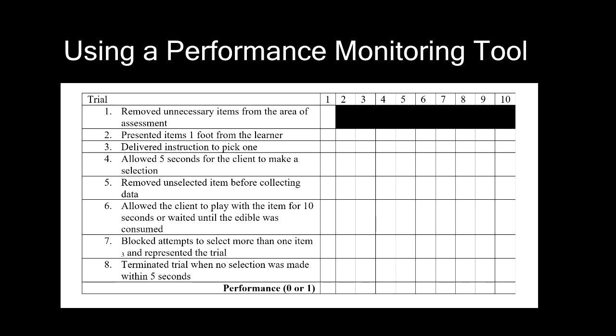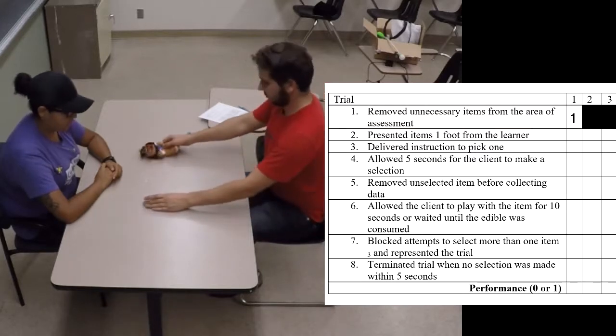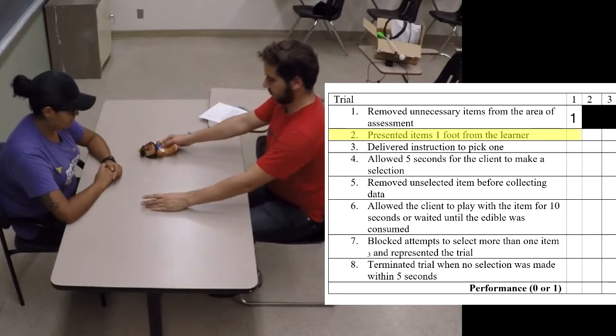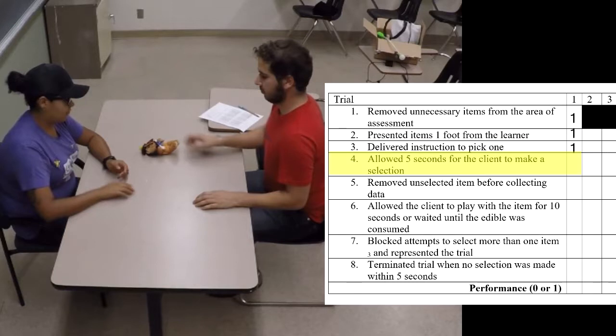Now let's look at a few examples of how to use this performance monitoring tool to collect data on the RBT. Okay, the table is clear, so he gets a 1 for that step. He presented the items about 1 foot from the learner, so he gets a 1. Pick one. Okay, he also delivered the instruction to pick one. He allowed her 5 seconds to make a selection.